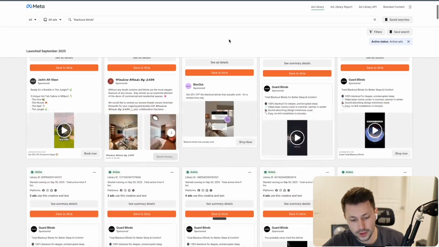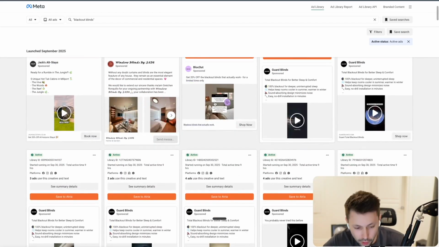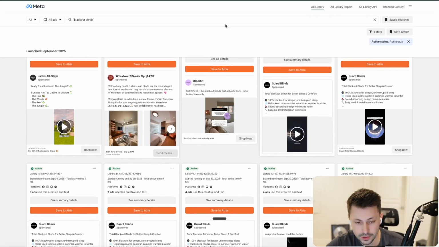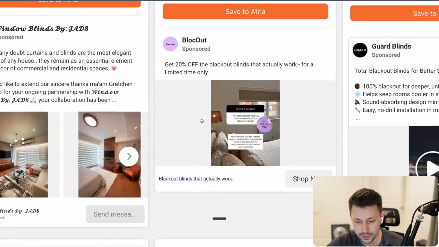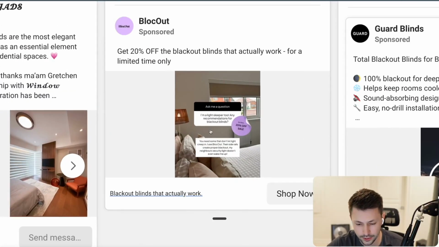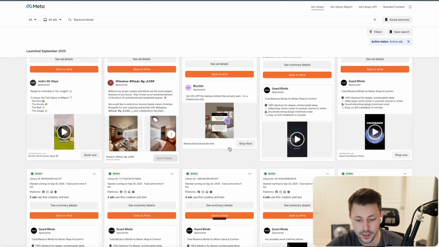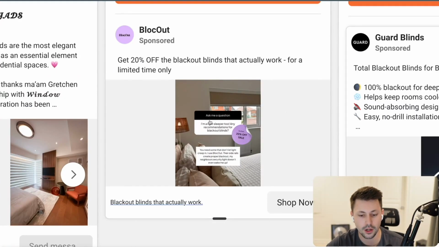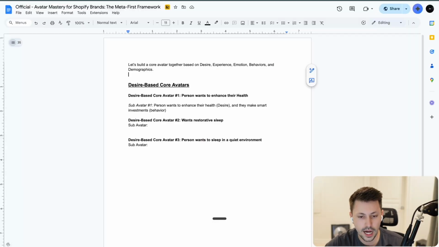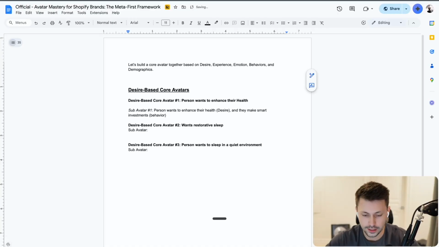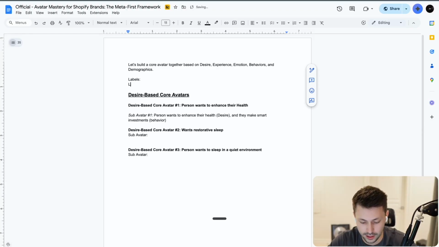And so we can also just take a look at what specific ads people are running to sell this specific product, right? We can see a few different brands here, and we can see, okay, this person just said, I'm a light sleeper too. Any recommendations for blackout blinds? So there we go. We've got something here that I'm going to call out as a label. Now we haven't gotten to labels yet, but I'm going to comment and add this in your research doc. I'm going to add it here for the sake of it, but a specific label that I just saw is a light sleeper. Okay, now what is a label?